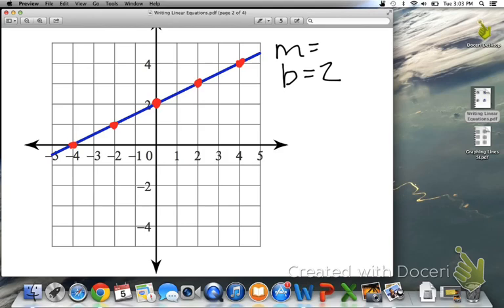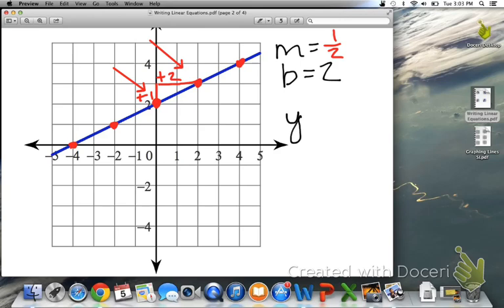I'll go ahead and use my y-intercept, and I'll use the next point from it. Rise over run, I need to go up, that's positive 1. Need to go to the right 2, positive 2. 1 over 2 is the slope, or rise over run, so it would be 1/2.